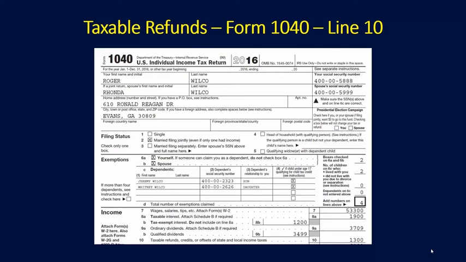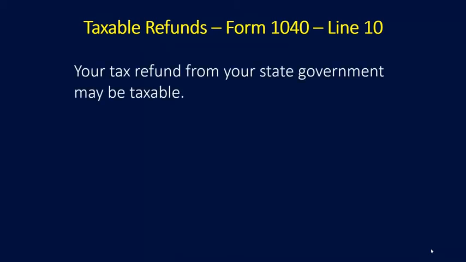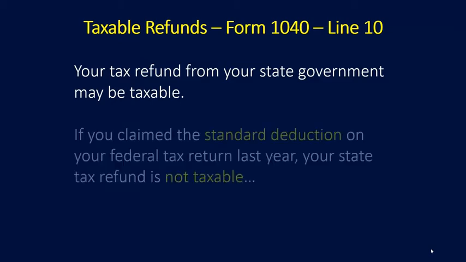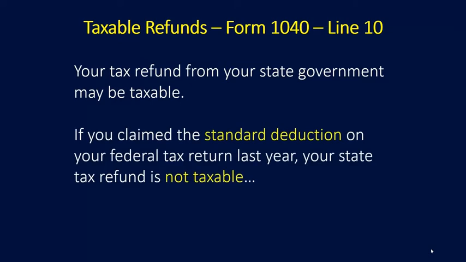Part 2 of our discussion on income, we're now at line 10, taxable refunds, credits or offsets of state and local income taxes. We're making our way down through the income section of the 1040. Your tax refund from your state government may be taxable. If you claimed the standard deduction on your federal tax return last year, then your state refund is not taxable. You can skip over line 10.